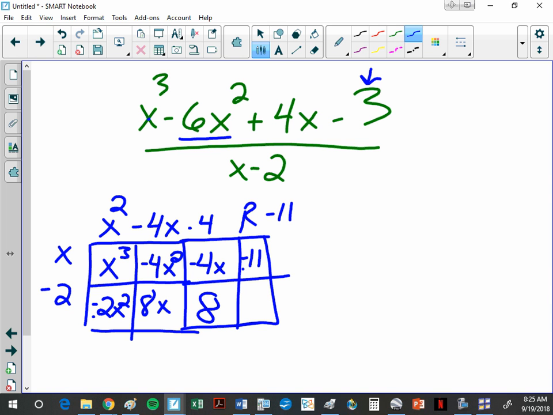But that doesn't really help us at all. So instead, we do this. Plus, and then the remainder is negative 11 divided by the original denominator, x minus 2. Okay. Is x minus 2 a factor of that cubic equation? No. How do you know? It had a remainder. It didn't go in evenly.